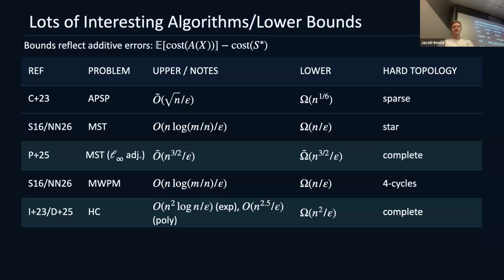And then the minimum spanning tree problem, there's an upper bound of like n log n over epsilon. You can actually sharpen it to n log(m/n), where m is the number of edges. And the lower bound is linear.